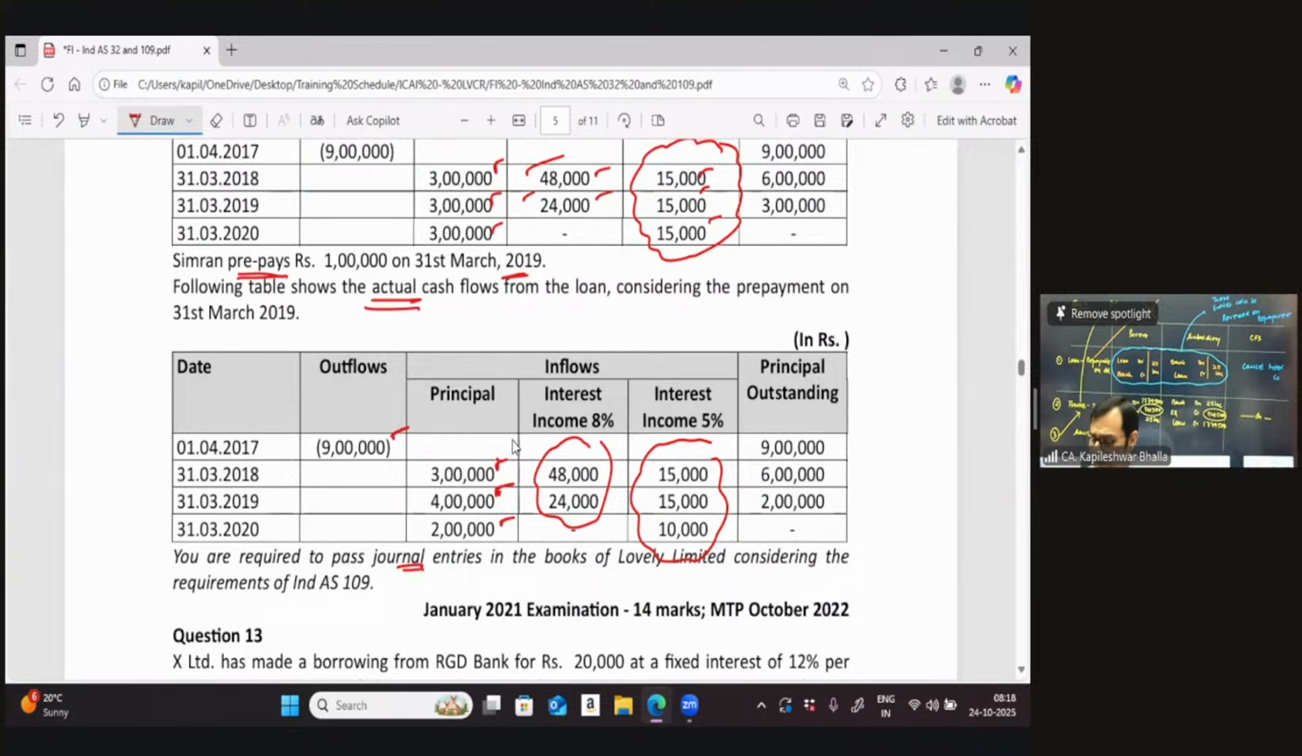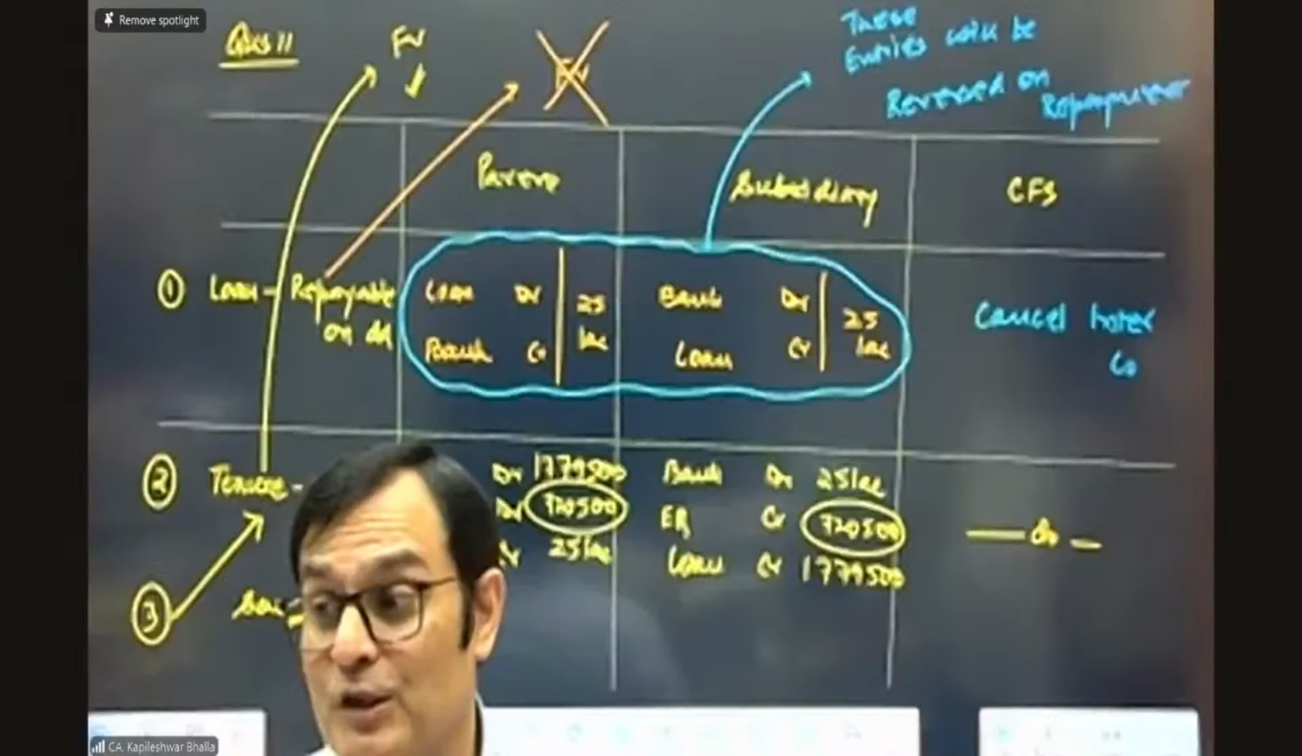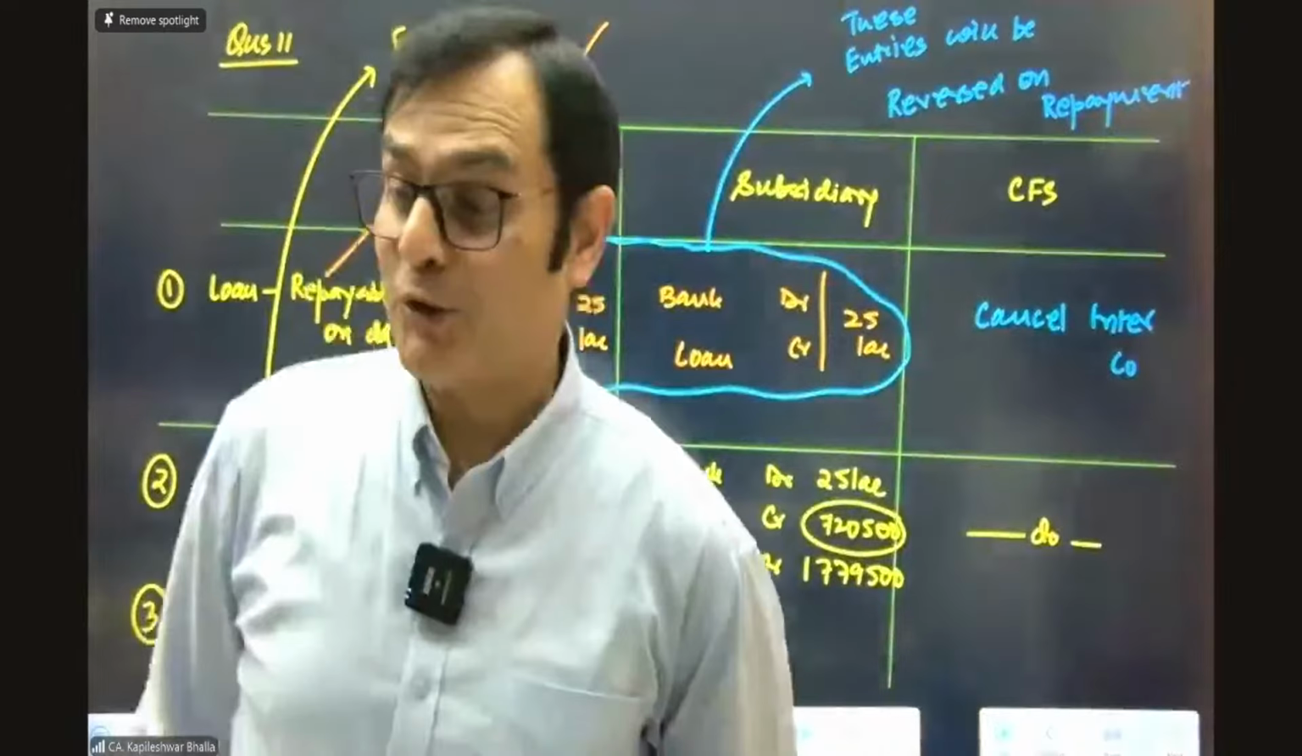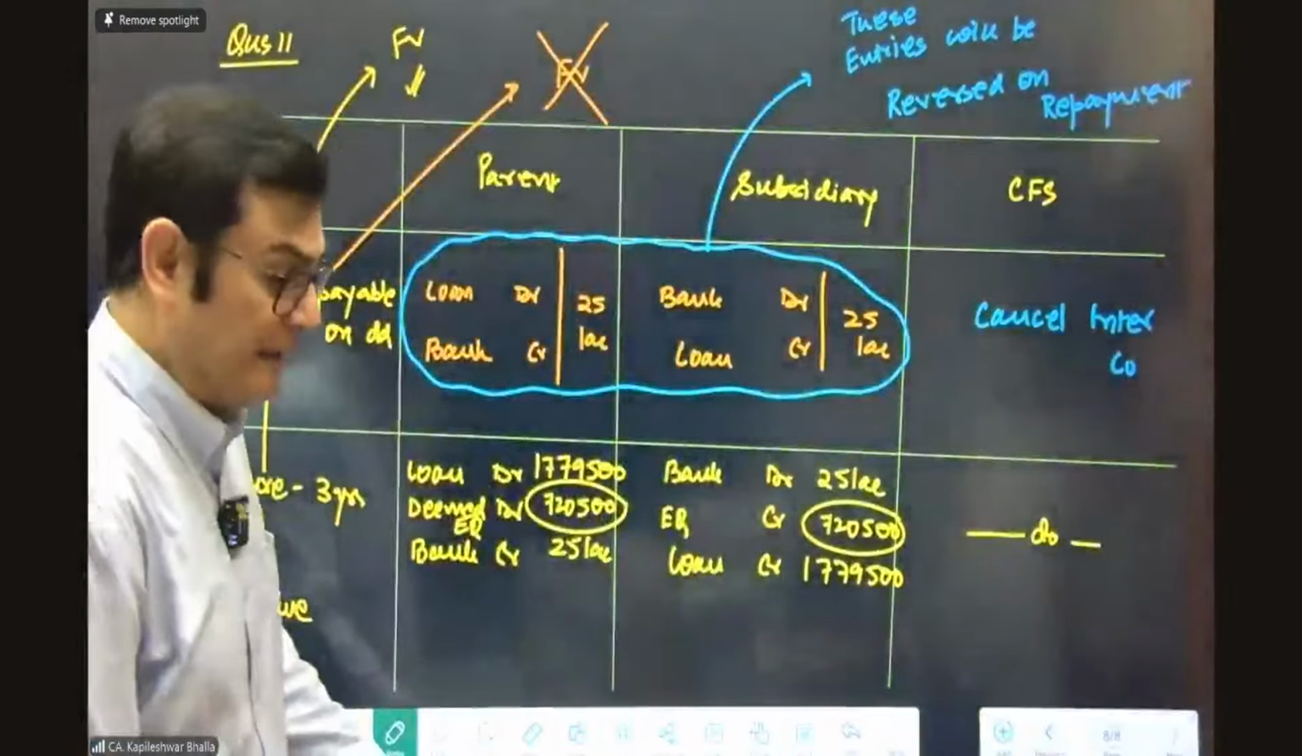We're given the inputs with regard to the contractual cash flows. We're given the inputs with regard to the actual cash flows after the repayments are done. And you're required to give the entries in the books of Lovely based on the requirements of Ind AS 109. This is a January 21, 14 marks examination question. So I want your active participation, friends, on this particular question. It's going to involve a lot of calculations indeed.